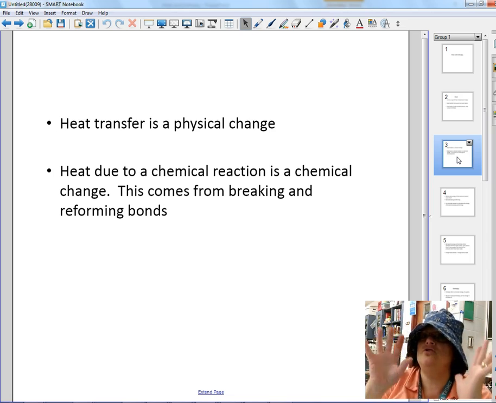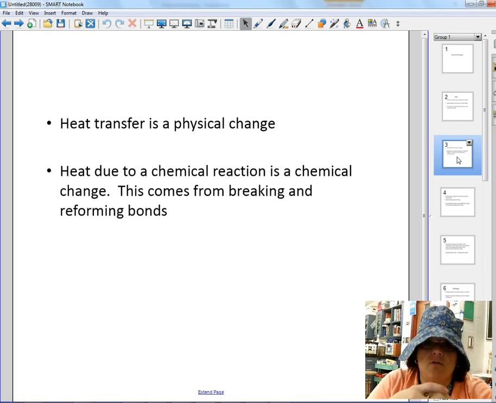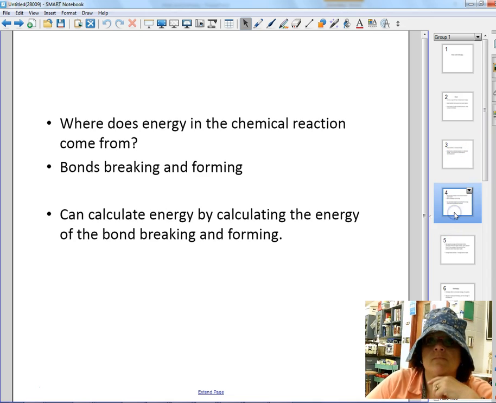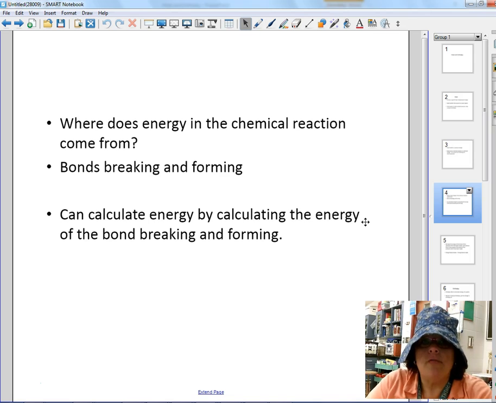Therefore, if we're putting energy into something, it's an endothermic reaction. When the bonds reform, they release energy. That part is exothermic. Depending on how much energy you had to put in and how much energy you're taking out will determine whether your reaction overall is endothermic or exothermic.